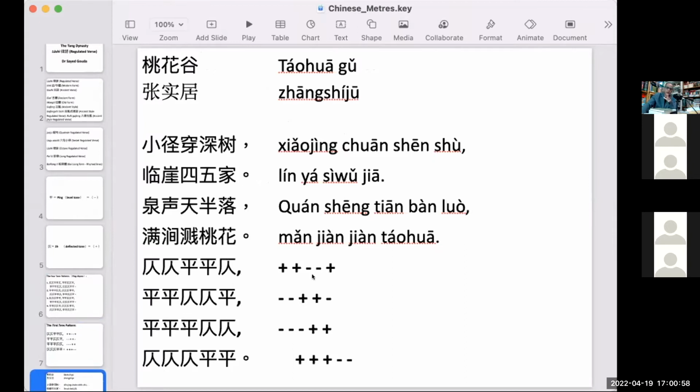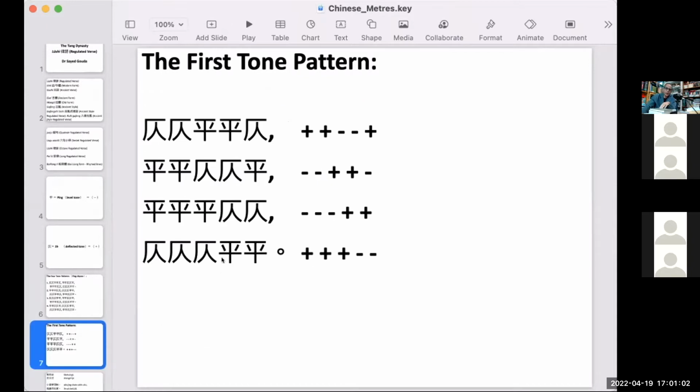Let's take an example of the first pattern. We'll take a poem as an example of this first tone pattern. Remember the pattern, okay? It starts with ze ze ping ping ze. This is the first line. And then the second line is just the opposite. And then the third line, ping ping ping ze ze. And then the fourth line is the opposite of the third line. And we are going to explain all of that now.